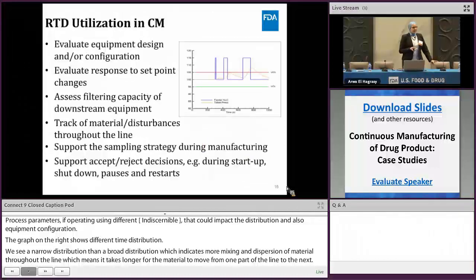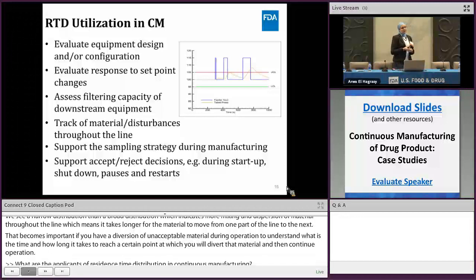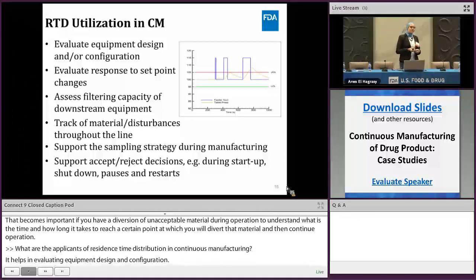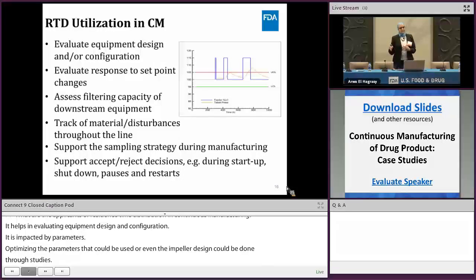So what are the applications of residence time distribution in continuous manufacturing? It helps in evaluating equipment design and configuration. As I said, it's impacted by process parameters, so optimizing the process parameters that could be used, or even the impeller design, for example, in a blender or a granulator, could be done through RTD studies. It also helps to evaluate response to set point changes, and so assess how much filtering of variability happens downstream.